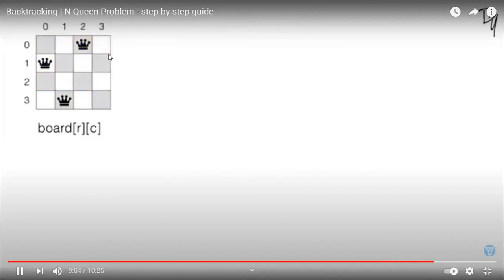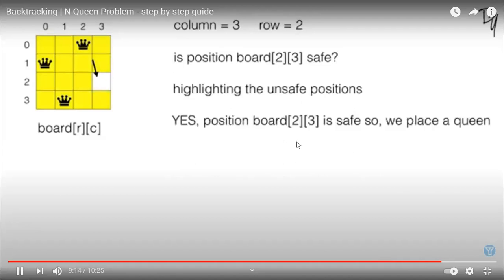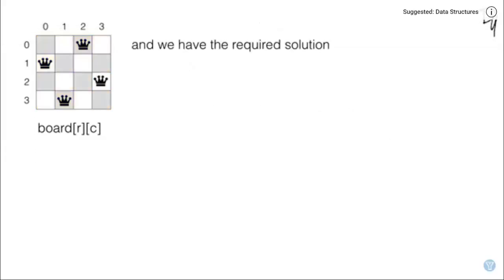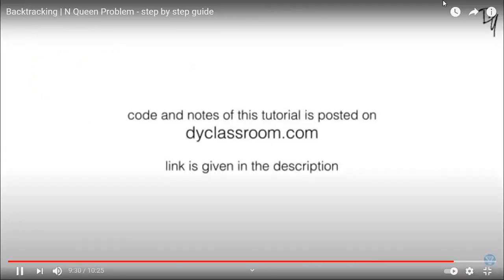Then we'll check for the second row of the third column. And here we found this is the safe position. Yes. And now we can place our fourth queen here, right? And obviously all the 4 queens are placed. So we can stop here, and whatever the solution we want, we found our required solution, right?